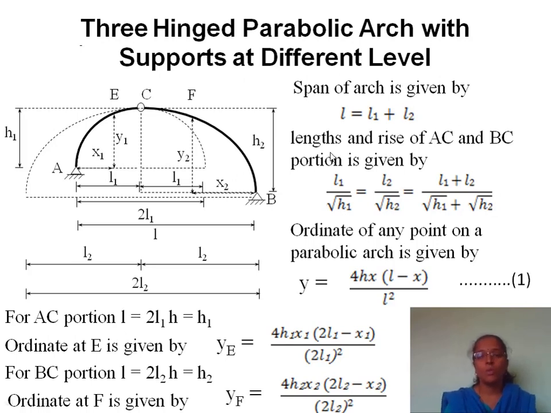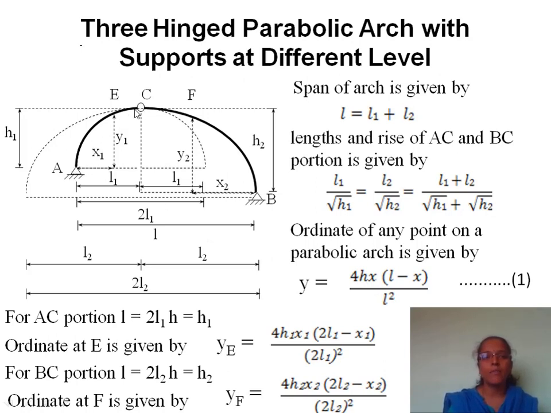The things you have to remember in case of a parabolic arch which supports at different levels are: the span is equal to L1 plus L2, and the rise or length of each segment is given by L1 by root H1 is equal to L2 by root H2, that is equal to (L1 plus L2) divided by (root of H1 plus root of H2). The ordinate at any point is given by the same equation, 4hx by L square into (L minus x). Only thing, you have to input the values of H and L depending upon the corresponding position of the point.